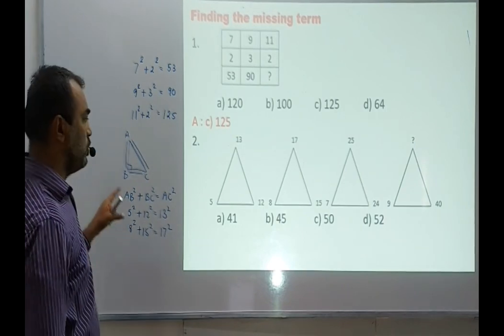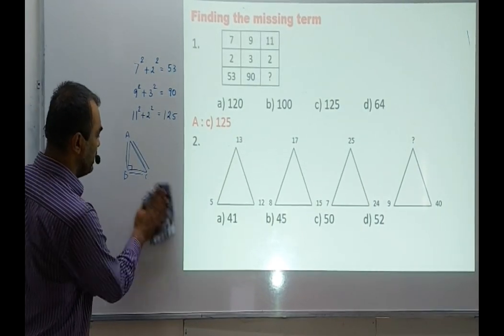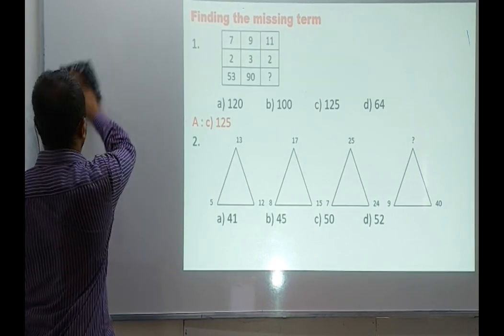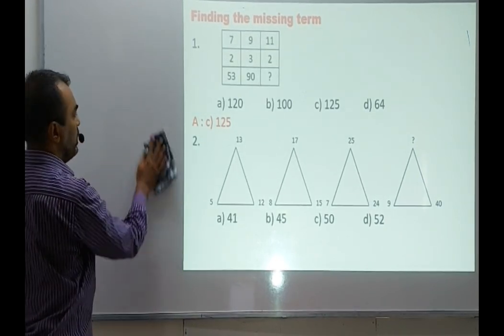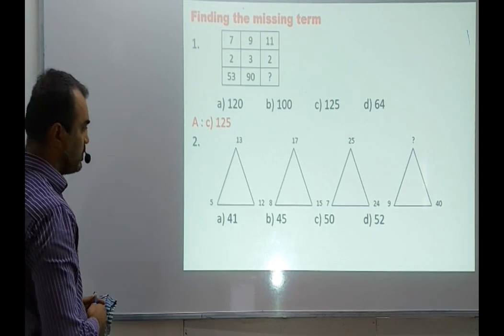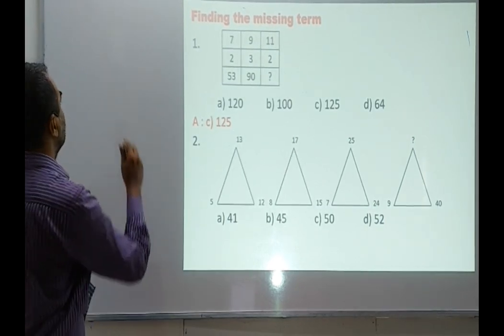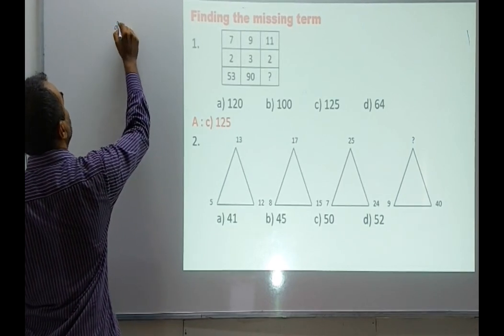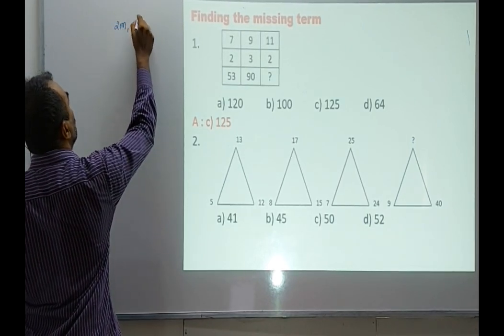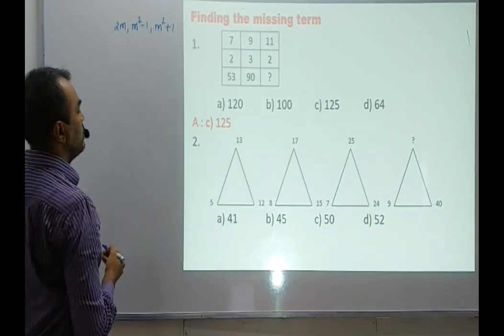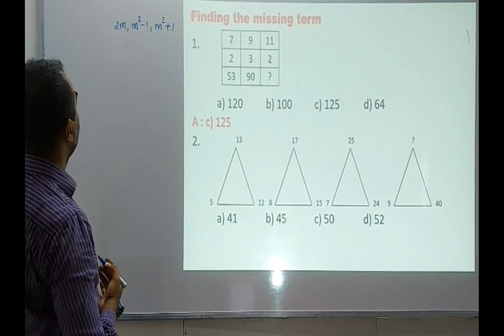So now I am going to show you an easier way to understand Pythagorean triplets. Okay? So this is what I am going to do today. Before I move further with the LAT, let me tell you how you can find Pythagorean triplets. One general formula is 2m, m square minus 1, m square plus 1. This almost works in everything.